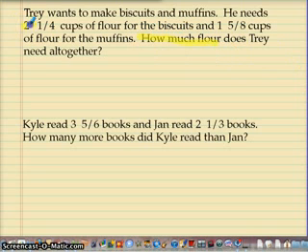He's got 2 1/4 cups of flour for the biscuits and 1 5/8 cups of flour for the muffins. A major phrase here would be all together. All together tells us that in this problem we're going to be adding. So we're going to take our fractions and list them vertically. We have 2 1/4 plus 1 5/8.